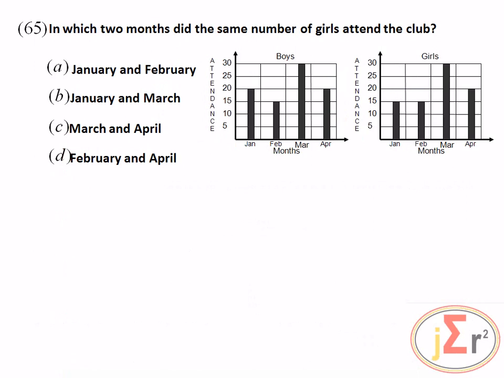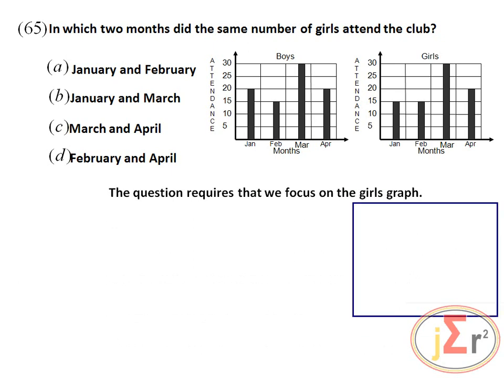In which 2 months did the same number of girls attend the club? So let us see what the instruction says. The question requires that we focus on the girls' graph, because it says, in which 2 months did the same number of girls attend the club? So we are going to be focusing on the girls' graph.